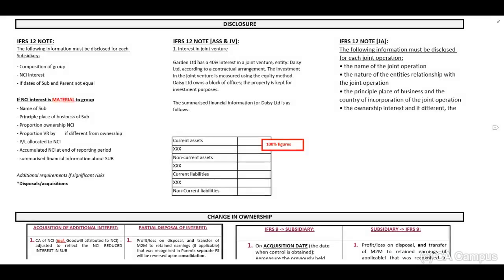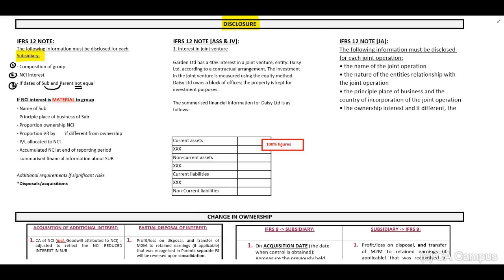I want you to please refer to the disclosure section in your notes, this page. On your left hand side, you will identify that this relates to our subsidiary. IFRS 12 indicates to us that when there is a subsidiary, we need to disclose the composition of the group, the NCI interest, and if the dates differ between our subsidiary and the parent, the details relating to this. Now, in a question in the exam, they will indicate to you if the NCI is material to the group.